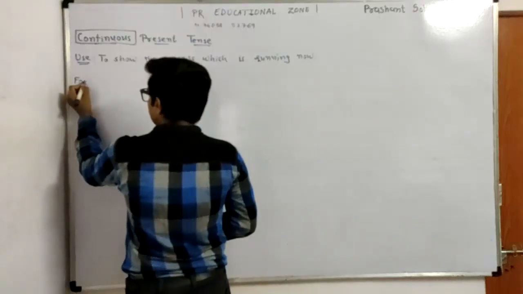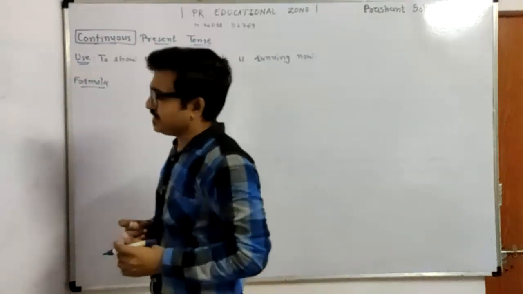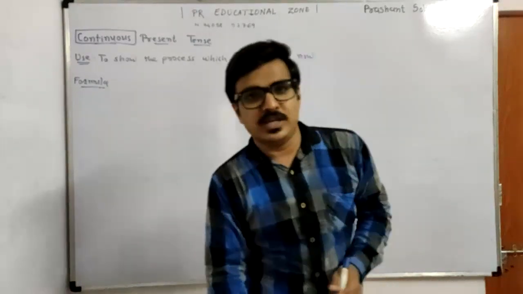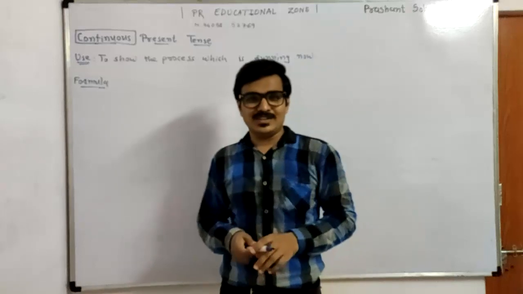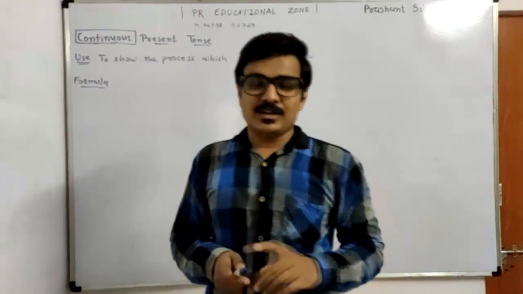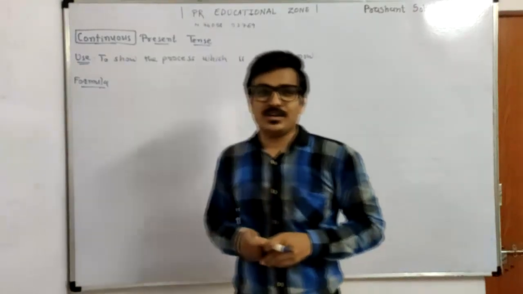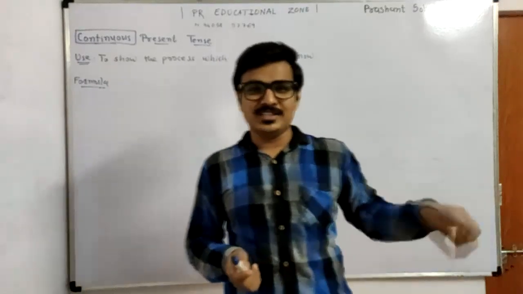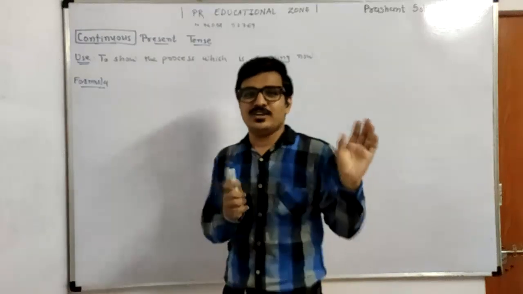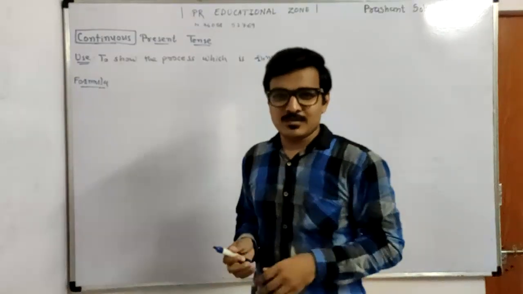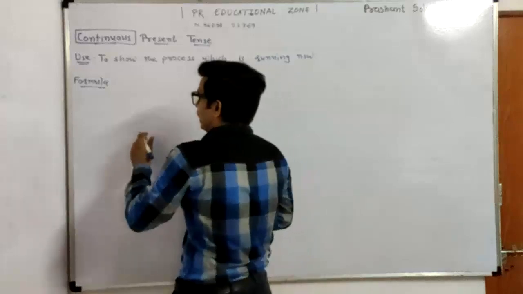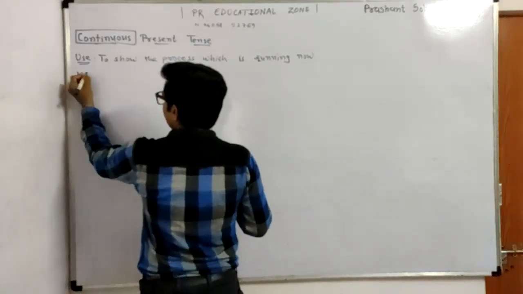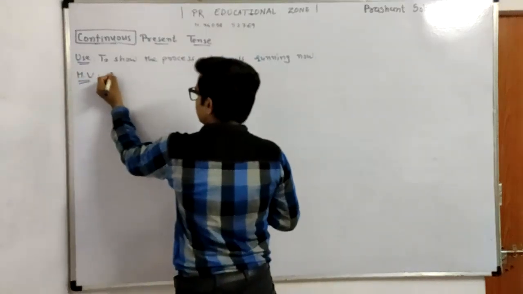easy. There is one funny thing in this: in all the continuous tenses we put ing after the verb. So in all the continuous tenses we go for the ing, and here we are going for the first helping verb.